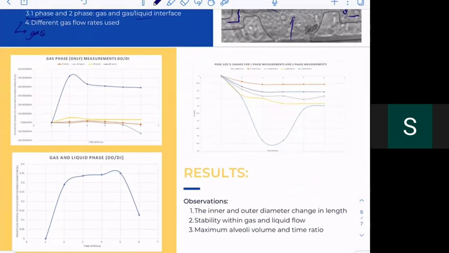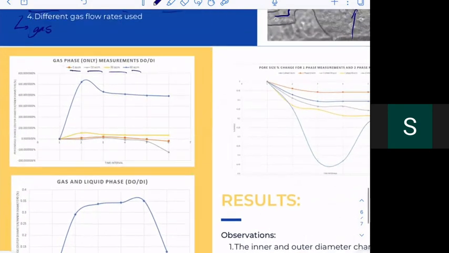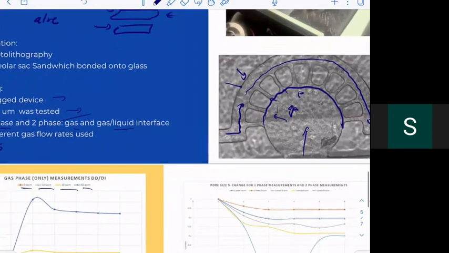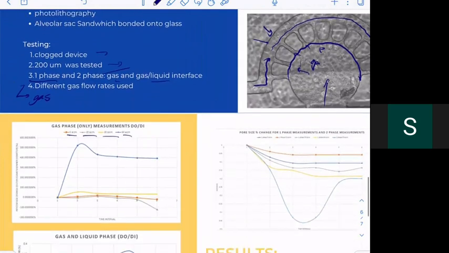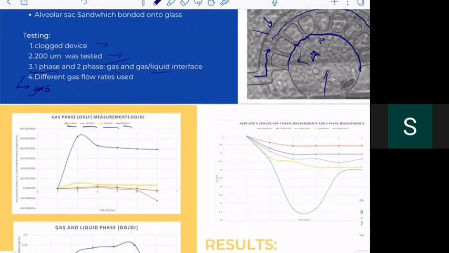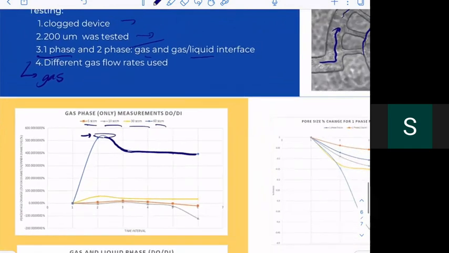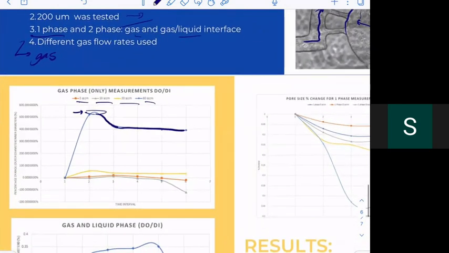For the gas phase only, 4 different flow rates for the gas were tested: 5 SCCM, 10 SCCM, 30 SCCM, and 60 SCCM. And then the outer diameter, which is this one right here, versus the inner diameter, which is this one right here, were ratioed against each other. Obviously, with an increased flow rate, we have an increase in the diameter. But an interesting phenomenon is it increasing to a certain point and then decreasing and leveling out, which behaves like an actual alveoli, which is the whole point of this device.